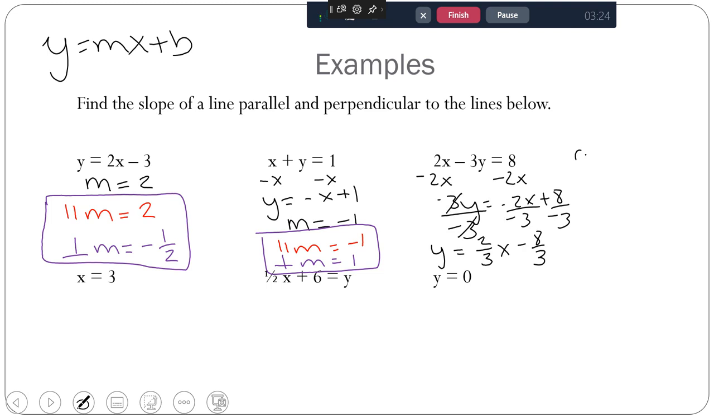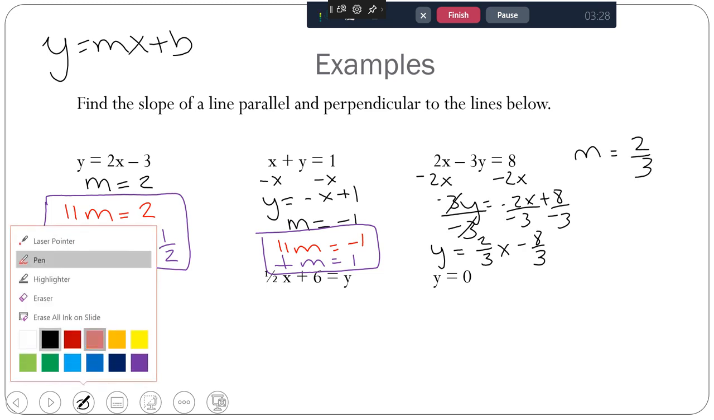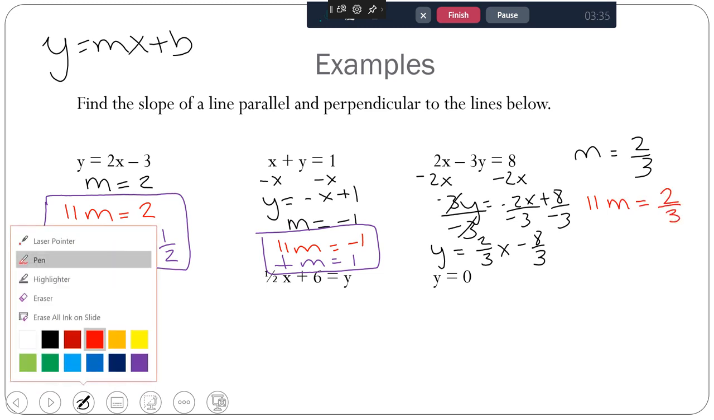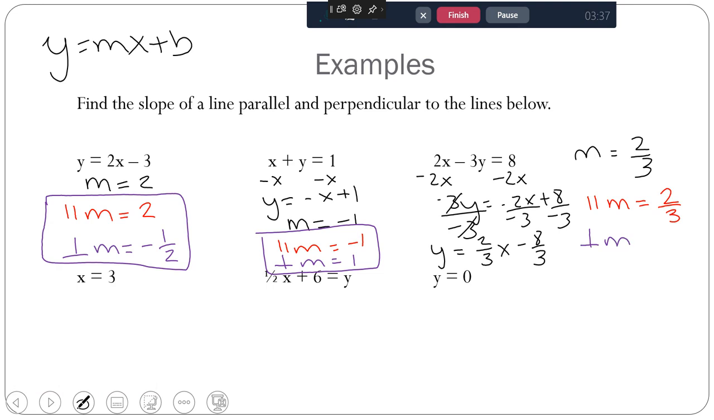So my current m is 2 over 3. So my parallel m is also going to be 2 over 3. My perpendicular m, opposite sign, so negative, and we're going to find the reciprocal. So it's going to be 3 over 2.